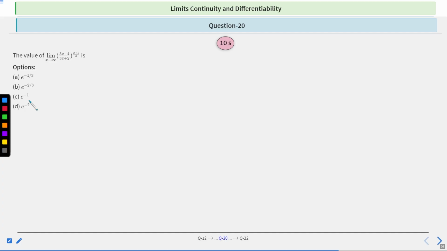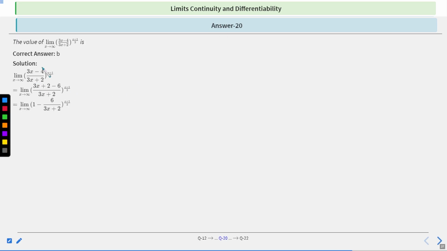Question number 20. The value of limit x tending to infinity of ((3x minus 4) upon (3x plus 2)) to the power x plus 1 by 3. So you have 10 seconds to solve this question. After 10 seconds, we will discuss the solution. Okay, limit x tending to infinity of (3x minus 4 upon 3x plus 2) to the power x plus 1 by 3, right? So 3x minus 4 can be written as 3x plus 2 minus 6.